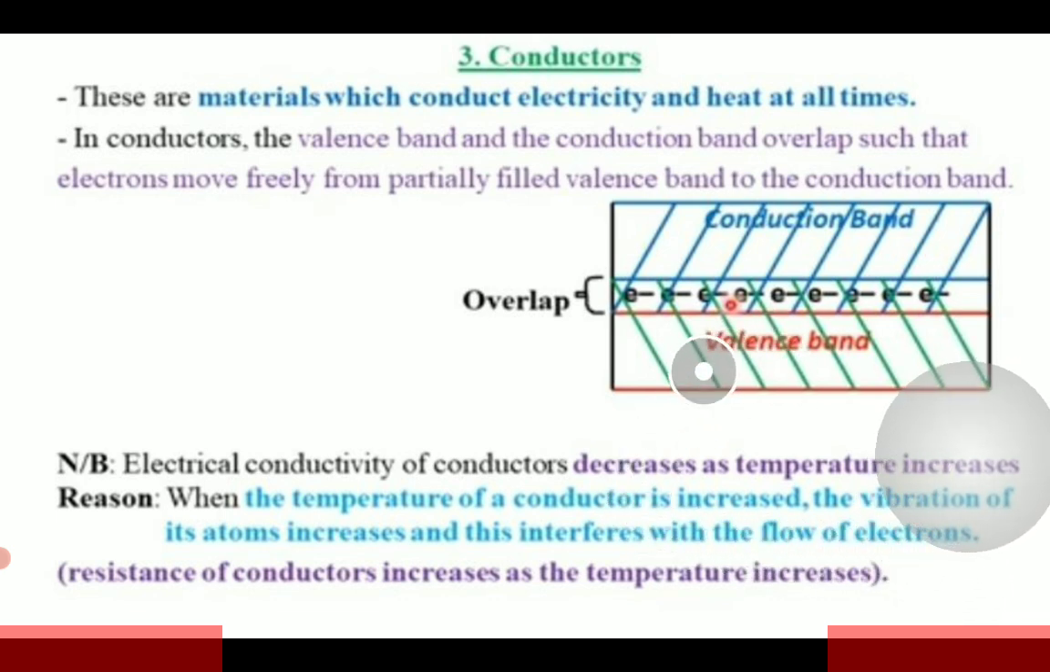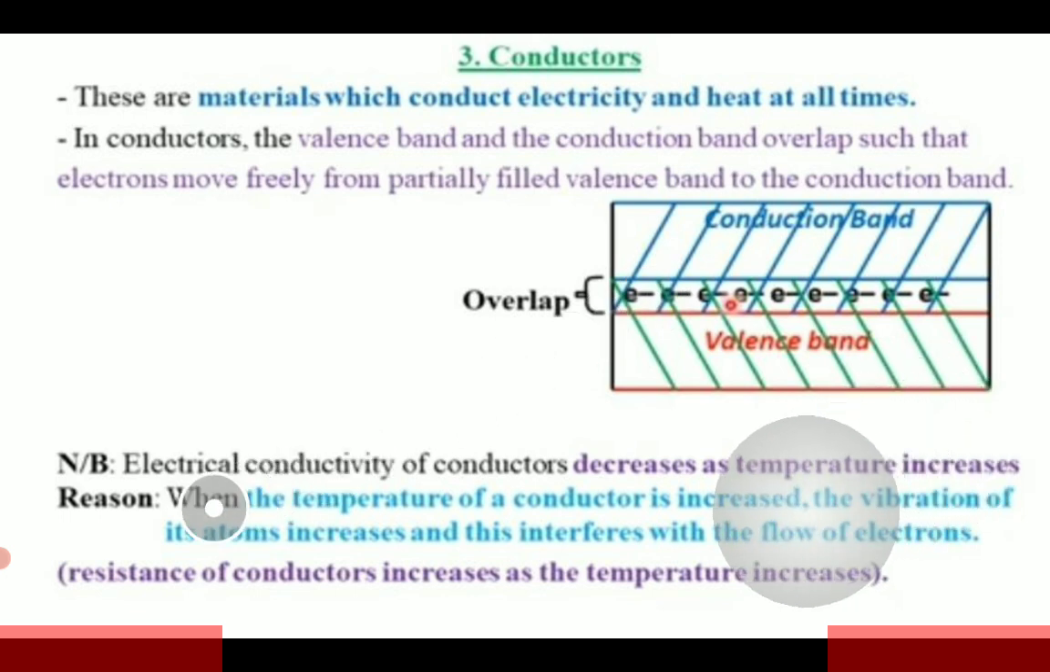Remember, instead of having particles move, it is the electrons that move to the conduction band from the valence band. But when you heat the conductor, the metal, the particles in it will gain kinetic energy, and that will cause the particles to vibrate about fixed positions. So those vibrations will actually interfere with the movement of electrons from the valence band to the conduction band. Therefore, electrical conductivity will decrease when temperature increases.